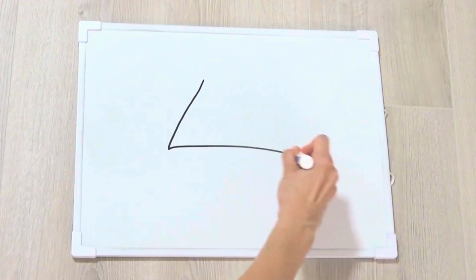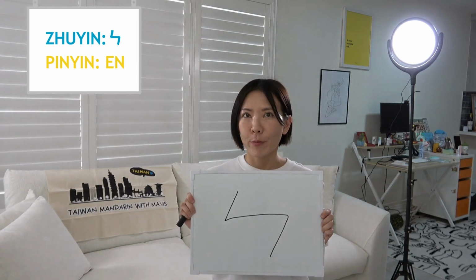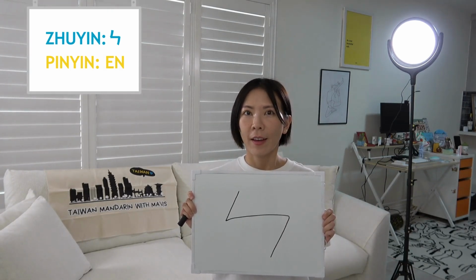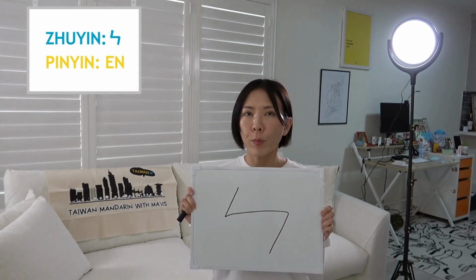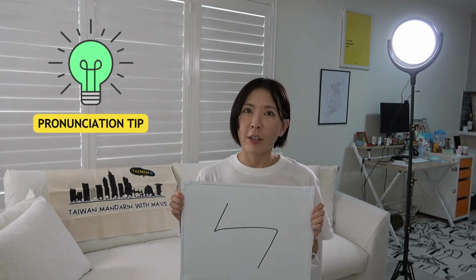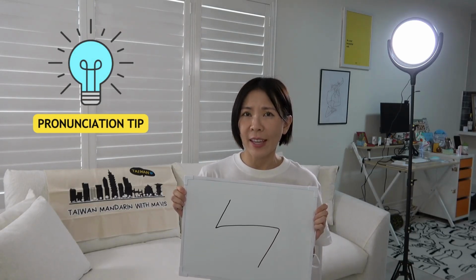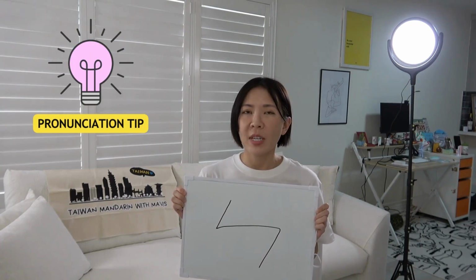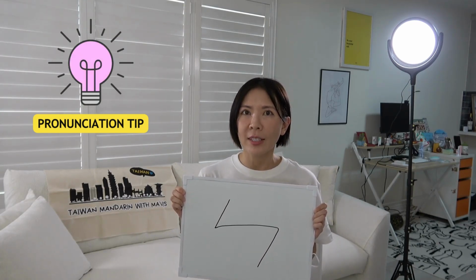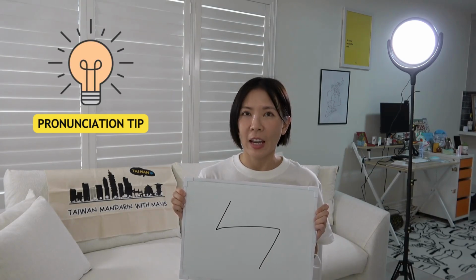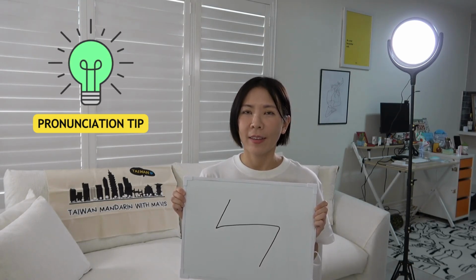Another hard one is ㄣ. Repeat after me. ㄣ. The equivalent would be how you pronounce the symbol EN in Pinyin, which is also ㄣ. For English speakers, you might think it's the same sound as the letter N, but it's not. Think of a combination of the sound in cut and the sound of N. ㄣ, no. ㄣ, yes. ㄣ.